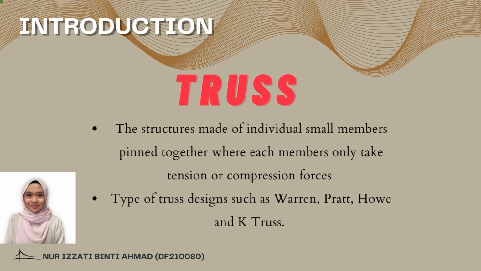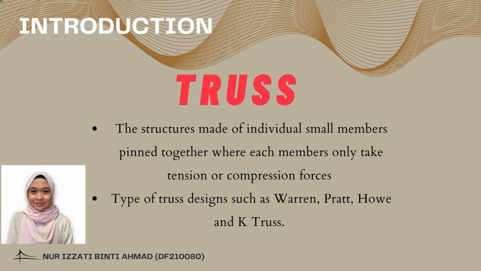The truss is a structure made of individual small members pinned together, where each member only takes tension or compression forces. In a truss, you can build up large and strong structures with small and fairly weak individual parts. There are a variety of truss designs such as Warren, Pratt, Howe, and K-truss. In this project, the Warren design used in Pont-Cordes, France, is utilized in the design of this bridge. It is best used for structures that have a longer span.